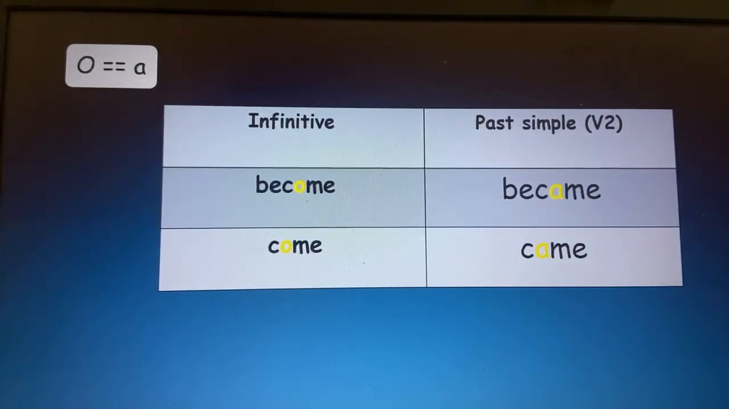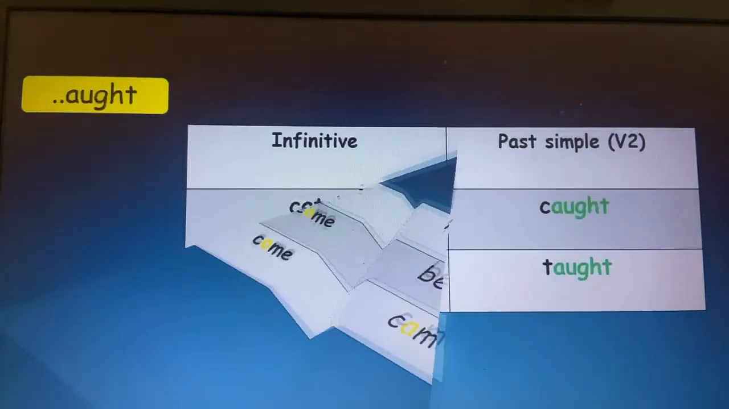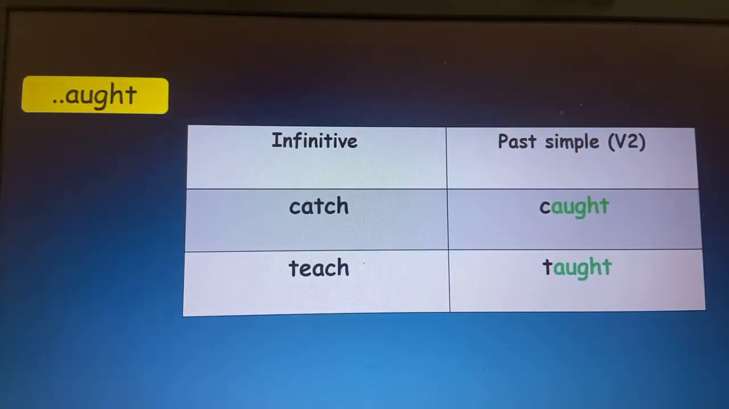The O becomes A. Become, became. Come, came. Then AUGHT. We have these two examples. Catch becomes caught. Also, we don't pronounce the G and the H. Catch, caught. Teach, taught.